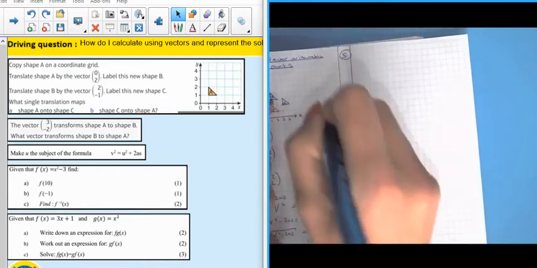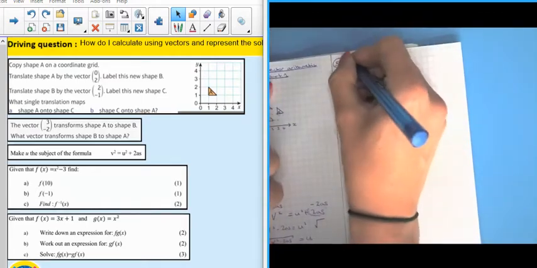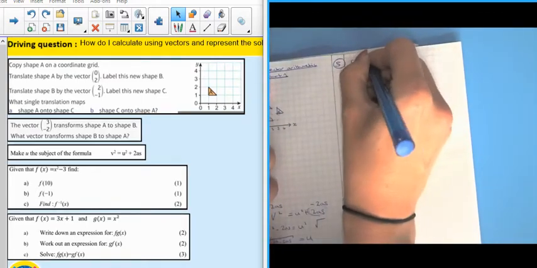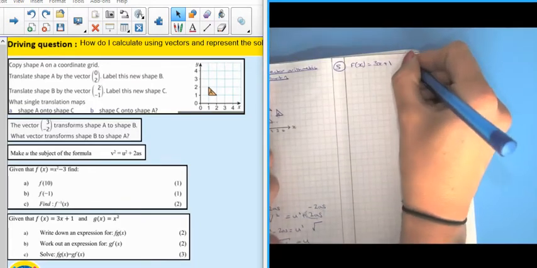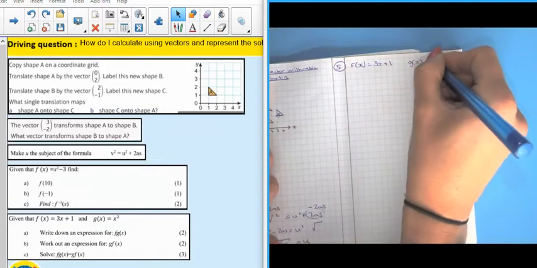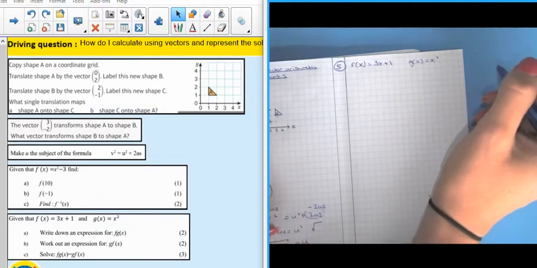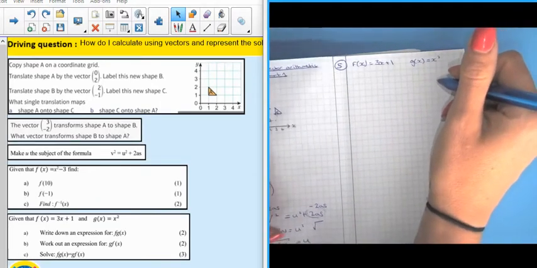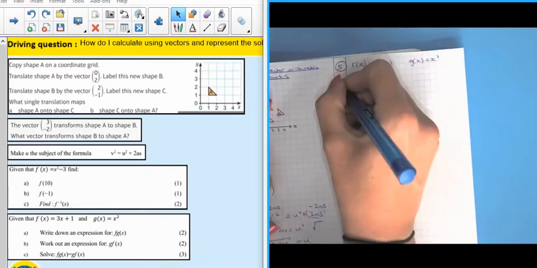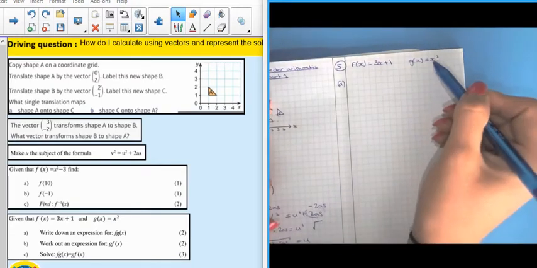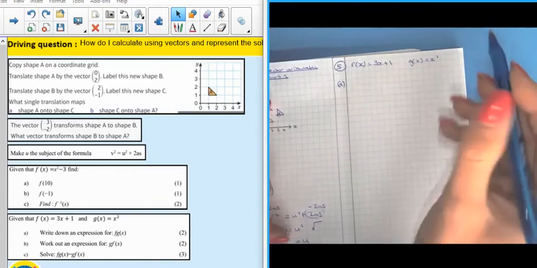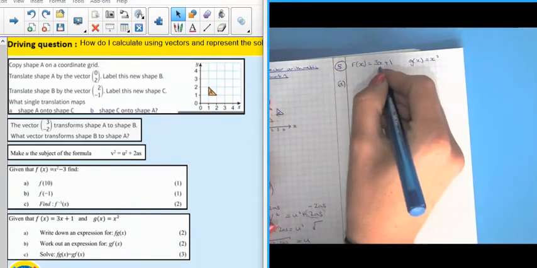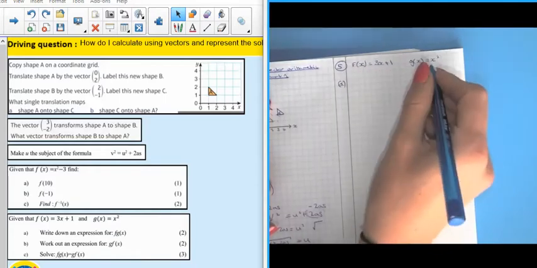Okay, the last question. So we have the function f(x) equals 3x plus 1, and we also have the function g(x) is equal to x squared. We want to write down an expression for fg(x). What that means is we're going to substitute g(x) into f(x). So wherever there's an x in f(x), we're going to replace it with g(x).